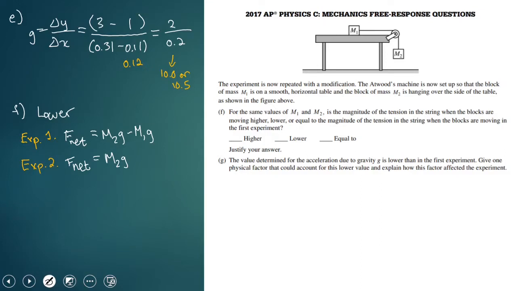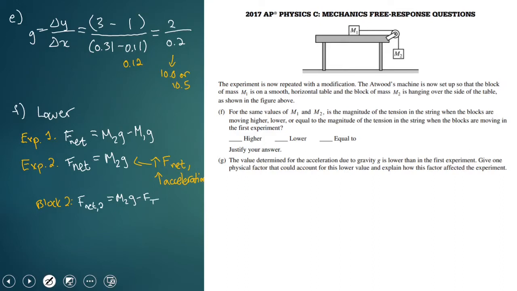But what this means is that because the total mass is still M1 plus M2, and it's the same values across both the experiments, there's going to be up F net, which means there's going to be up acceleration. Now, when we just consider block 2, for this second experiment, we have F net 2 is equal to M2G minus Ft.